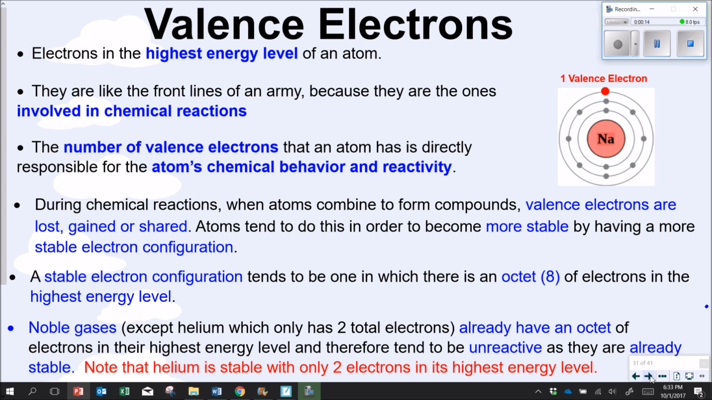Electrons in the highest energy level of an atom are valence electrons. They are like the front lines of an army because they are the ones involved in chemical reactions. The number of valence electrons that an atom has is directly responsible for the atom's chemical behavior and reactivity.